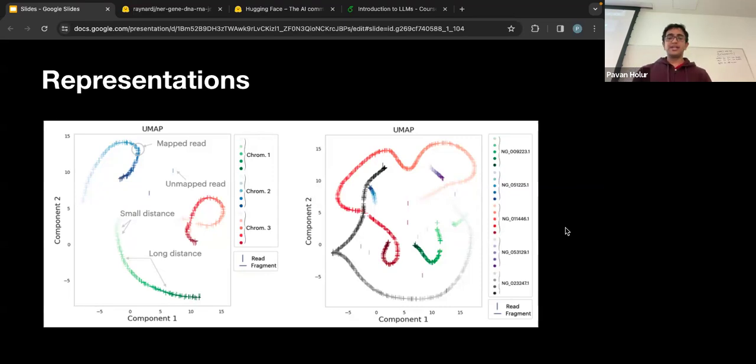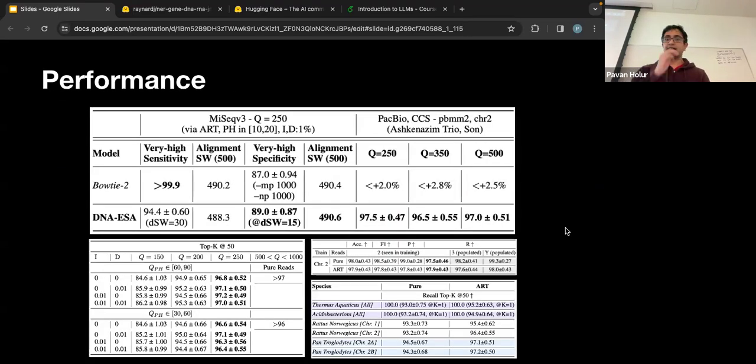Yeah, we did a side-by-side analysis to Bowtie, and we found that Bowtie just beat us out of the water on most benchmarks.